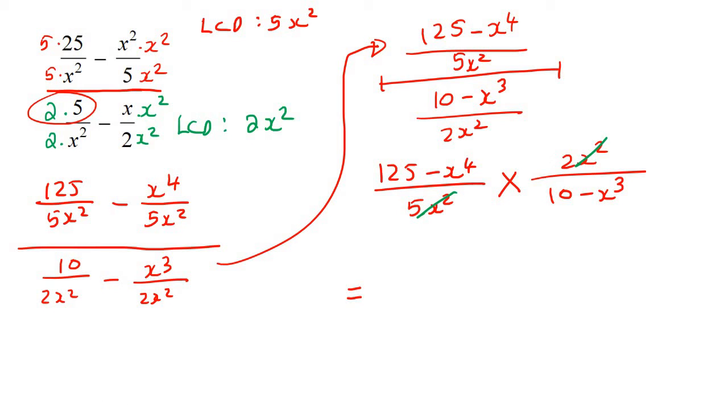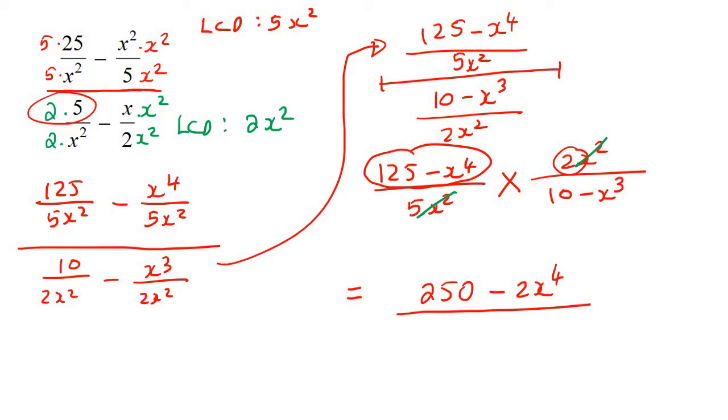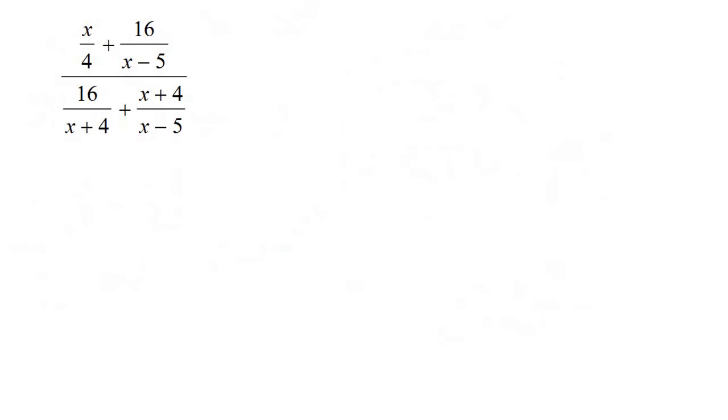So now we multiply the tops together. There's no more cancelling we can do. So that's going to become 250 take away 2x to the 4. And then at the bottom, we'd be left with 50 take away 5x cubed. Once again, you cannot cancel that, for example, because this is not one term and this is not one term. We have two more examples that we're going to do, including this one and then one other one.